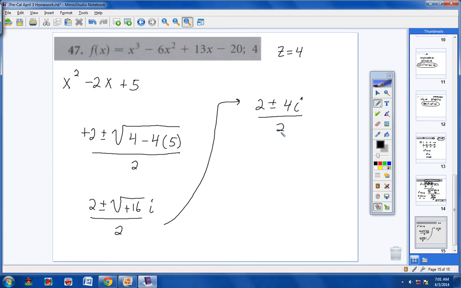And now, of course, we can reduce each term by 2. 2 goes into 2, 2 goes into 2, 2 goes into 4, and we're left with 1 plus or minus 2i all over 1, or in other words, just 1 plus or minus 2i. So there's your 3 zeros. One of your zeros would be a positive 4, and the other would be 1 plus 2i, and the other one 1 minus 2i.